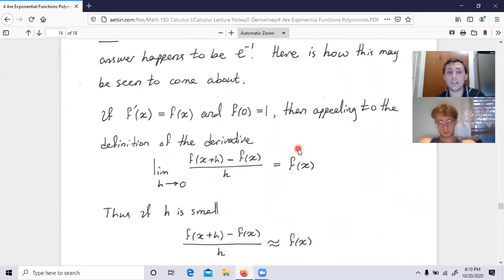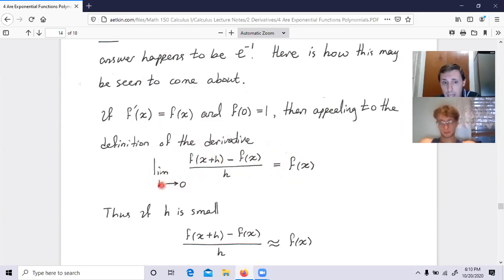Okay, guys, so here is how that's supposed to work. If the derivative of a function is the function and the function at 0 is 1, then we can try to understand what this function is like by appealing to the definition. Limit as h goes to 0, f of x plus h minus f of x over h. And that's the definition of the derivative. It equals the function itself. What does it mean? It's just a fraction.